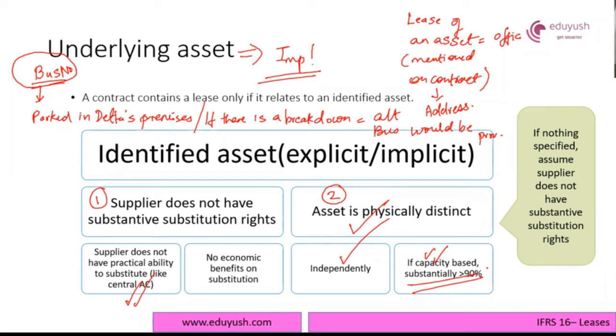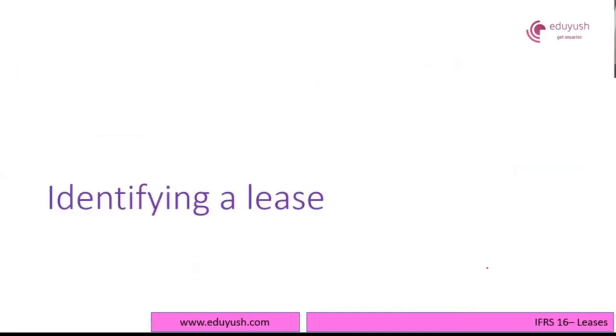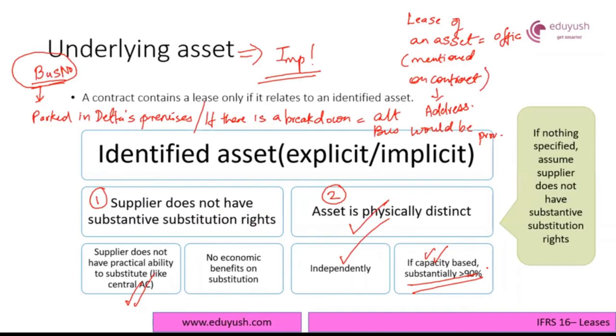So the point to remember is, when you're writing your answers, you have to identify whether it's an underlying asset, and you need to say why. First, talk of physically distinct and talk of substitution rights to justify whether that is an identified asset. Okay, underlying asset.